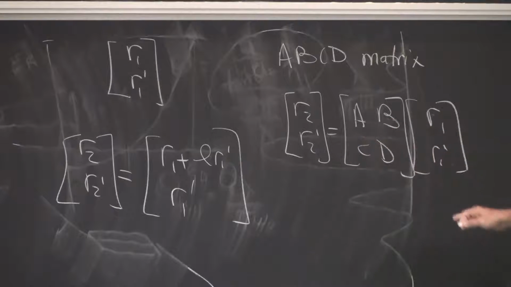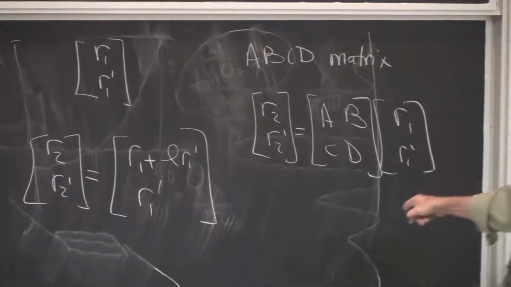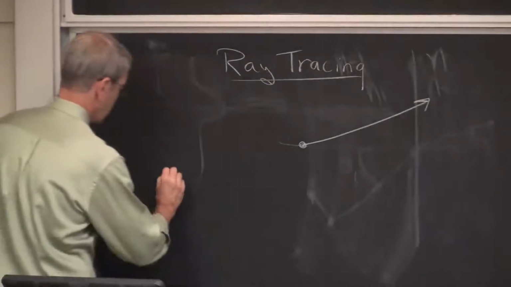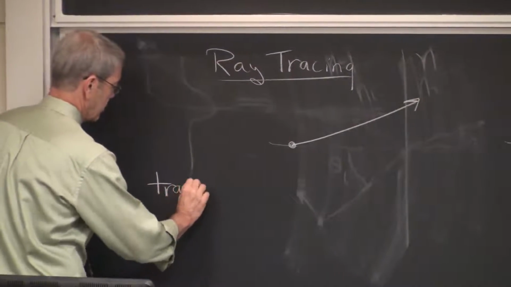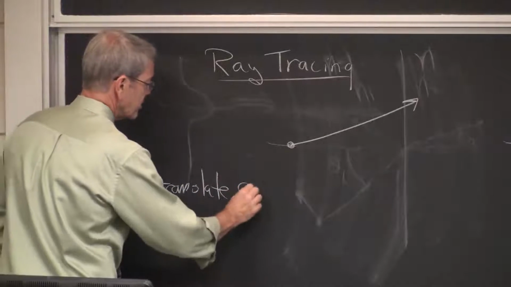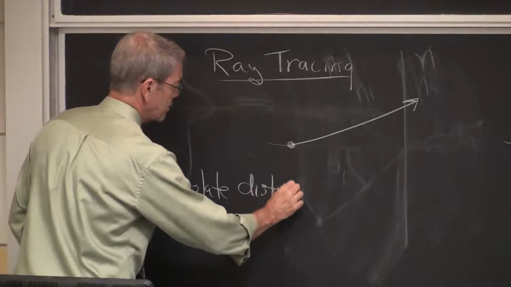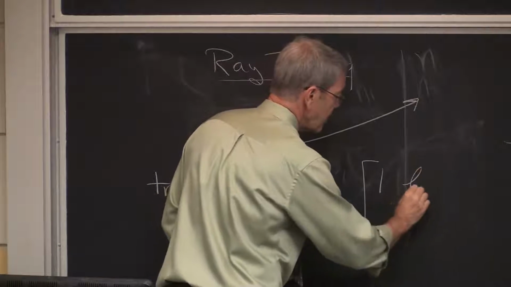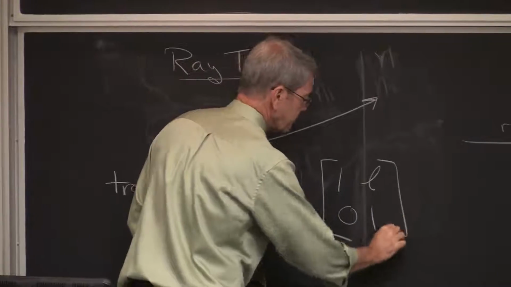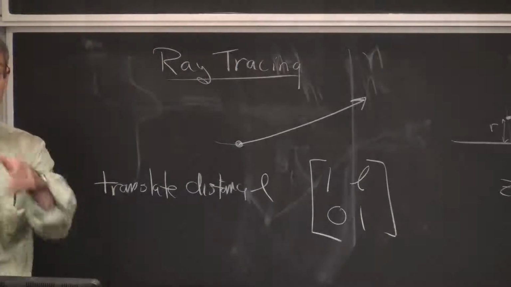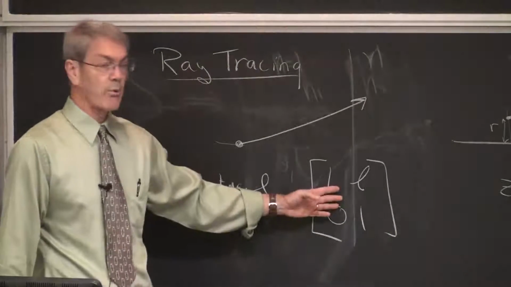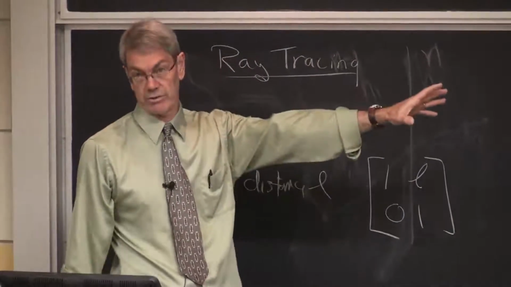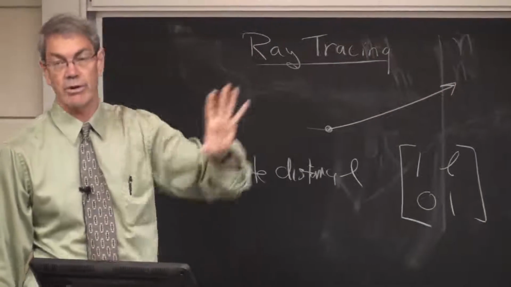So just by looking at this, I'd say, okay, if I'm going to do a translation, I'll write this over here. If I'm going to translate a distance L, I can represent that by a matrix of 1, L, 0, 1. And now, whatever ray you give me, when I want to propagate some distance, I'll just multiply by that matrix, and now I know what the new ray looks like. So now I can move rays around.